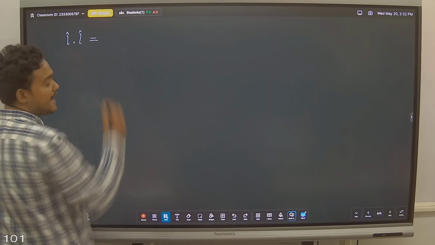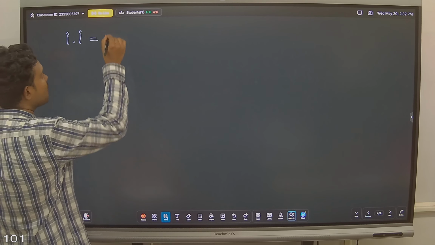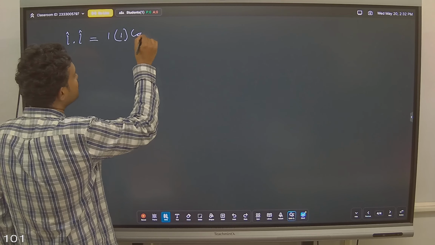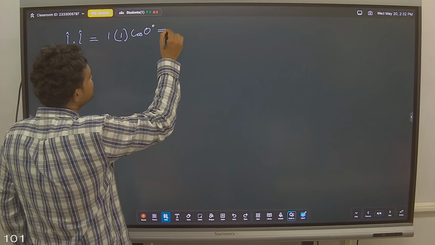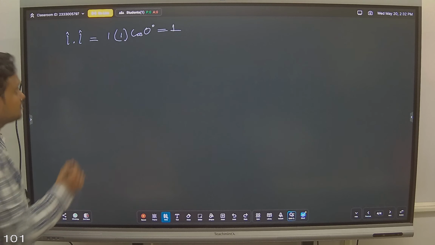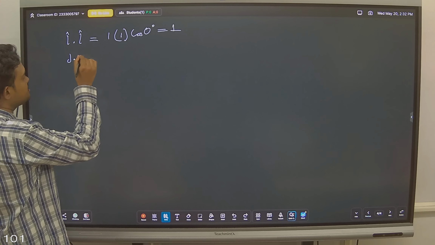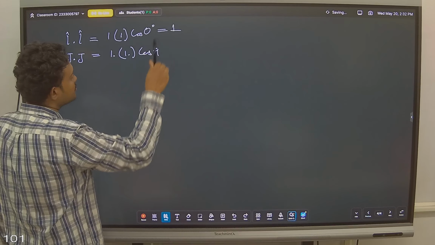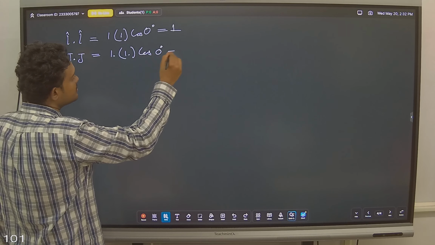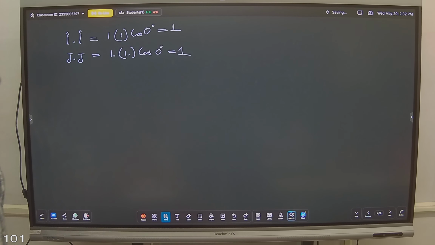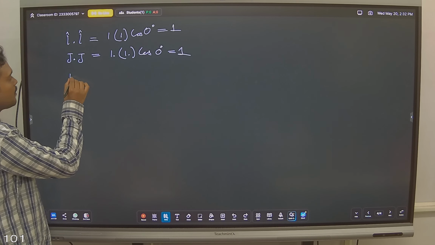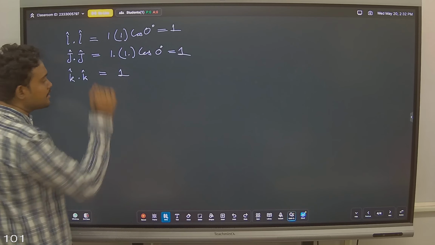I dot i. Hey, listen. I dot i is 1 into cos 0, right? Which is equal to 1. What is j dot j? 1 into 1 into cos 0 again, which is equal to 1. Right? Hold on, Raja. What is k dot k? This is also equal to 1.